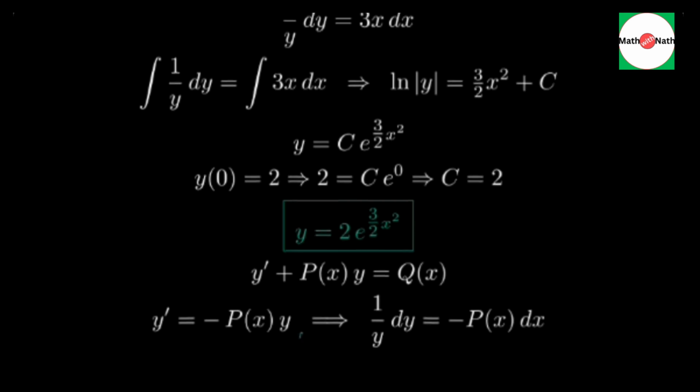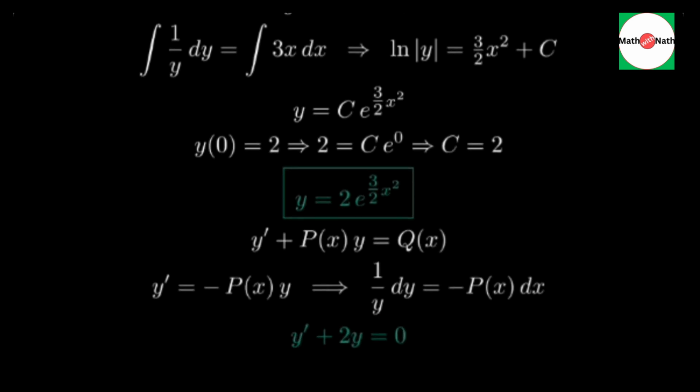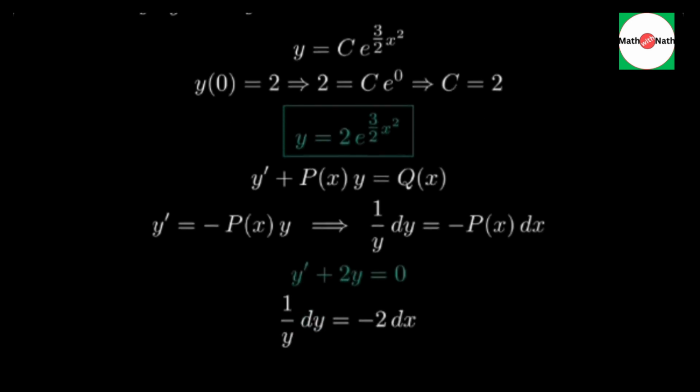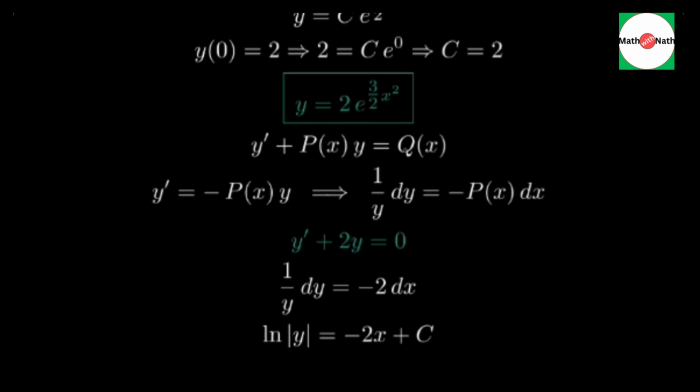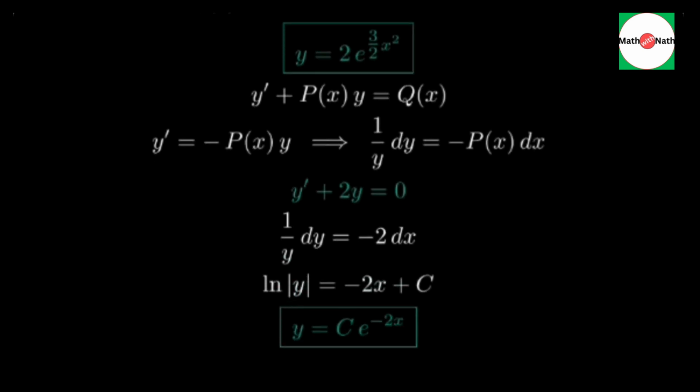Homogeneous linear example: y' + 2y = 0. This can be separated as y' = -2y. So 1/y dy = -2 dx. Integrating, we get ln|y| = -2x + c. So y = c e^(-2x).